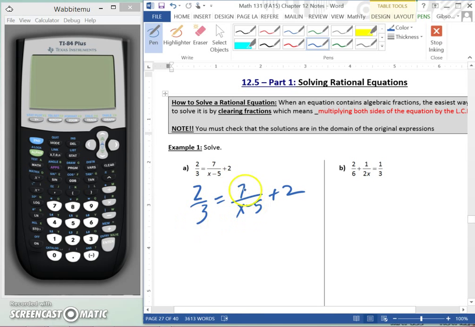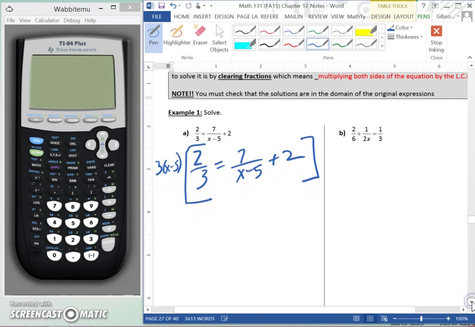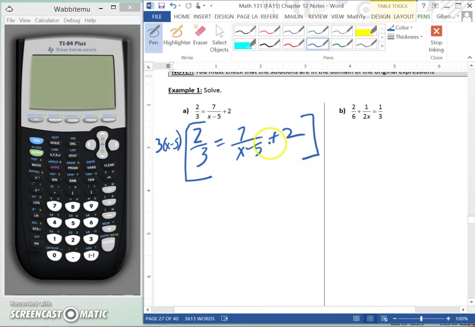Now, let's look here at both of these fractions. If we were adding these fractions, we know our common denominator would be 3 times x minus 5, right? Because we will be trying to find that common denominator. But since we're trying to clear the fractions, we'll multiply everything by what the common denominator would be, which would be 3 times x minus 5. Now remember, you can only do this with an equation. You cannot do this with an expression. Now when you multiply, this is assumed to be over 1.